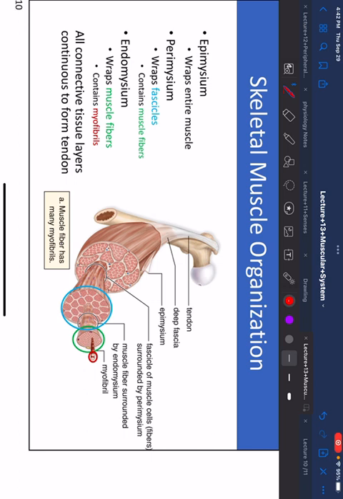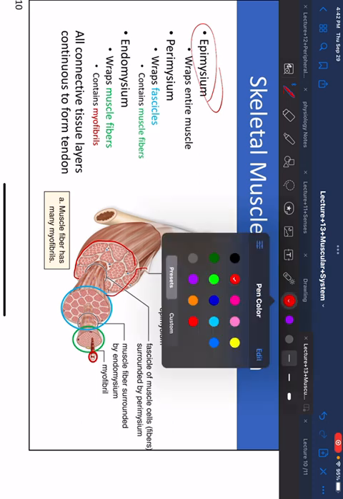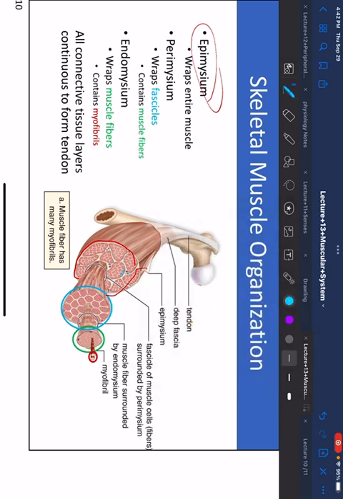And then you'll notice the whole entire muscle is then divided into these fascicles. So there's a fascicle circled in blue. This would represent another fascicle. Here's another fascicle. Here's another fascicle. All these bundles are fascicles that make up the muscle organ. And each fascicle is wrapped in another layer of connective tissue known as perimysium.